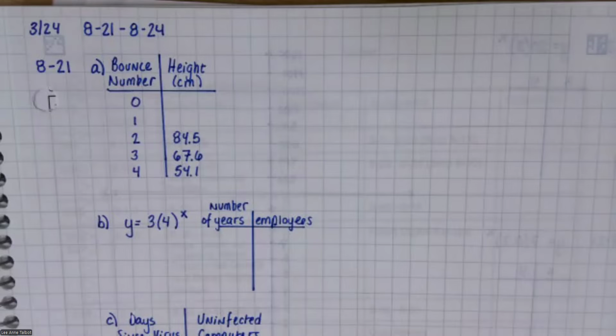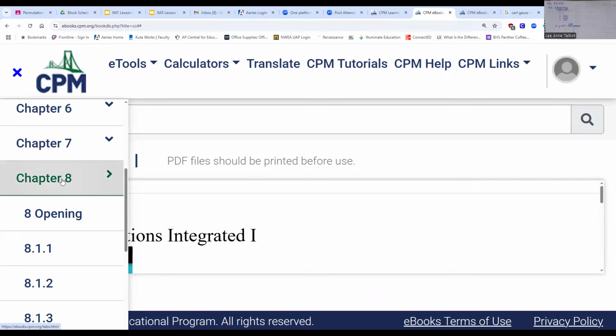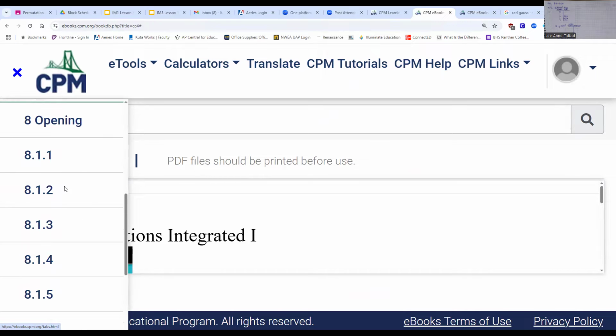I didn't want to do that. I didn't want to hit that button. I wanted to hit this button. Can't believe we're in chapter 8 already.